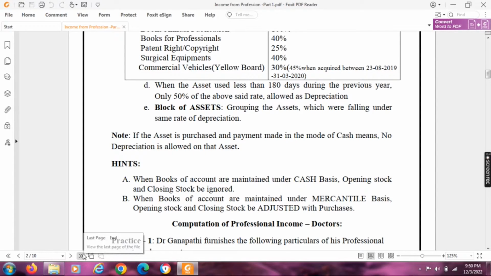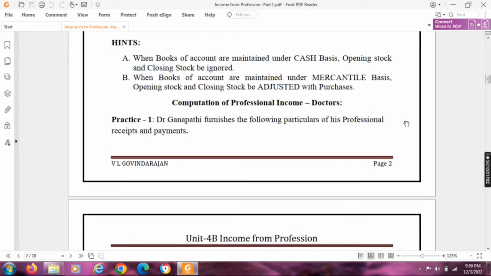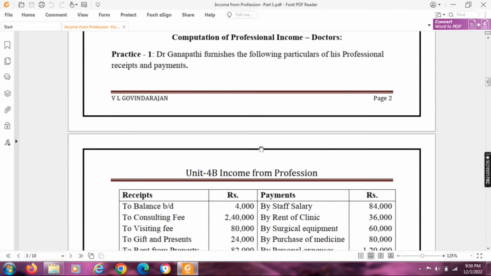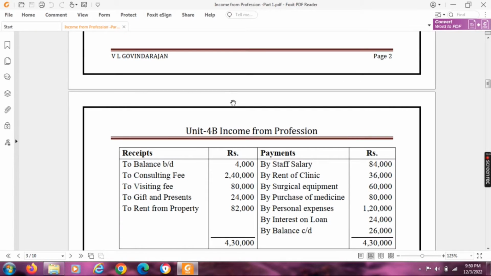Okay, now let me see practice 1. How to compute income from profession of doctor professionals. Dr. Ganapati furnishes the following particulars of his professional receipts and payments. See, it is just a cash book. It starts with the opening cash balance and ends with the closing cash. Here all the receipts will be there, capital receipts and revenue receipts. Here also all the payments, capital payments and revenue payments will be there. We have to concentrate only on their professional income on the receipt side and the professional expenditure on the payment side and depreciation on the assets.